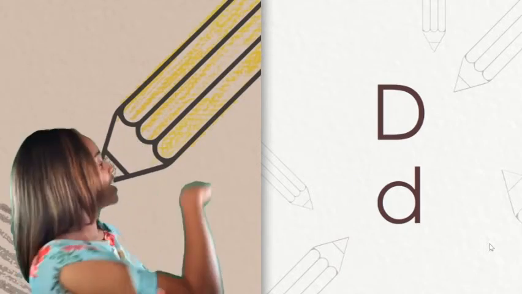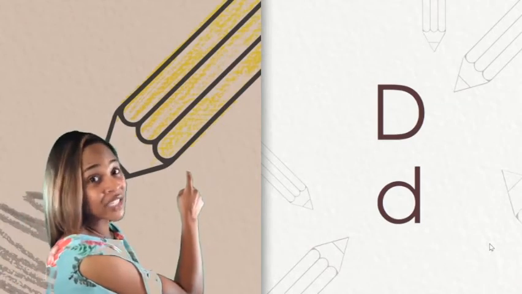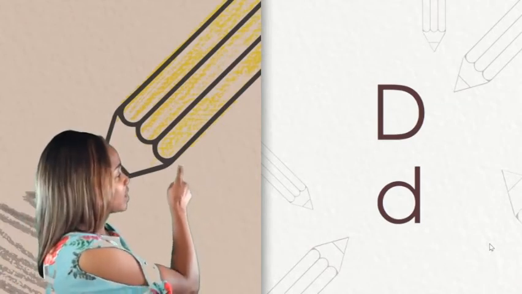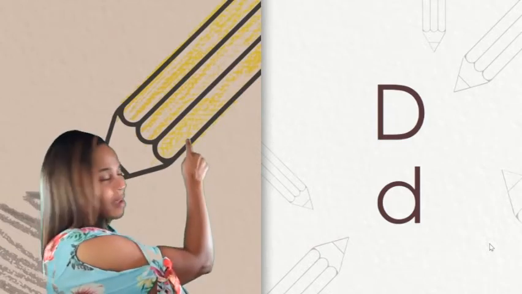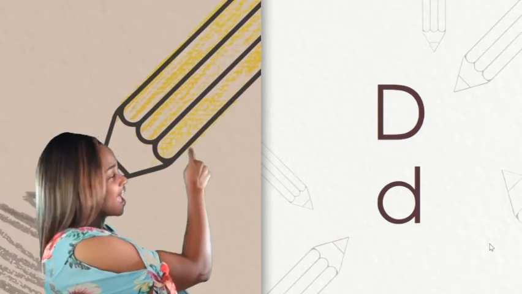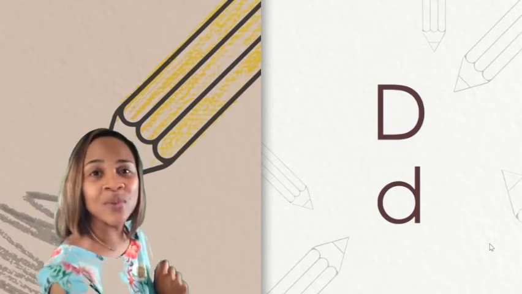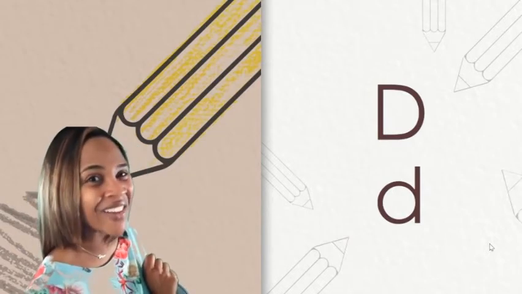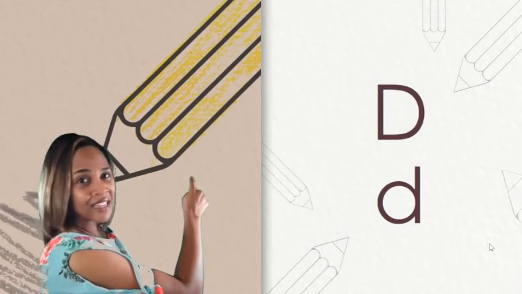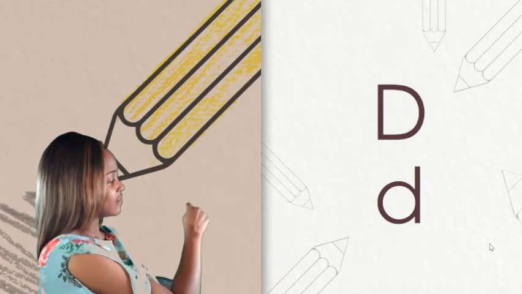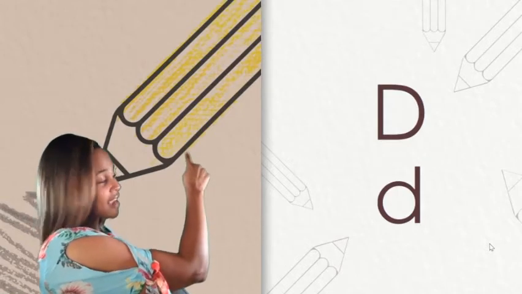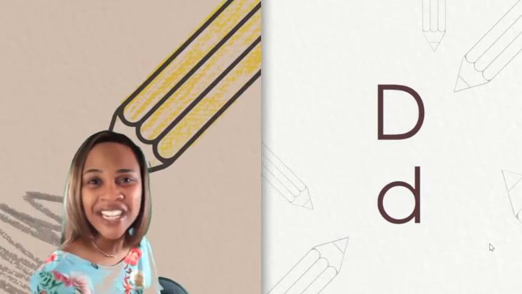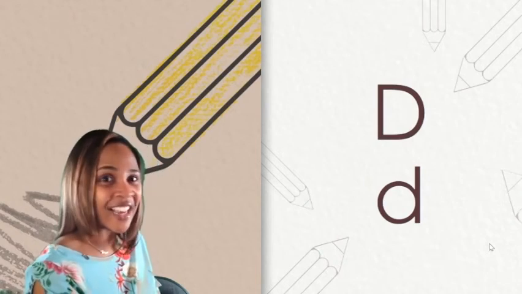Now let's try our lowercase d. Ready? Lowercase d, we start at the belly line and we curve it around like a C, and then we go all the way back up to the top line and then come down to the bottom line. Try it with me. Start at the belly line, curve it around to the bottom line, come back up to the top line, and then come down and touch the bottom line or the foot line.